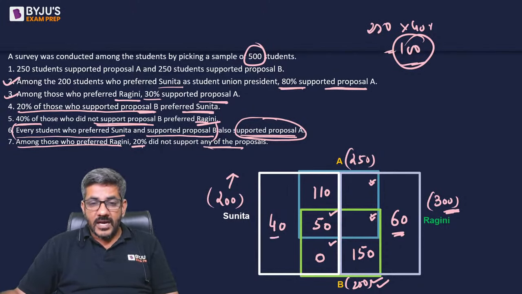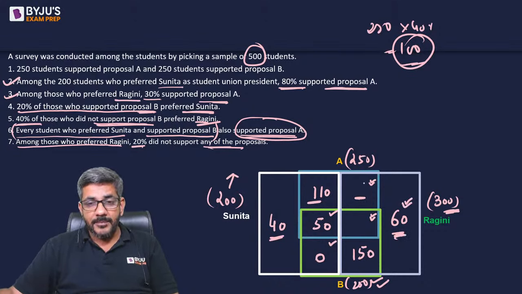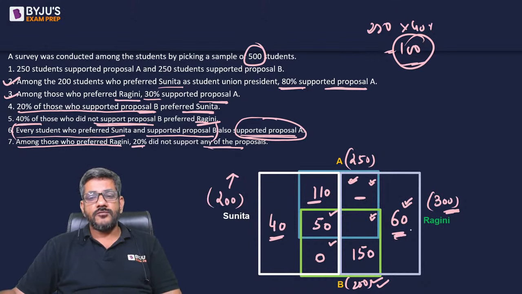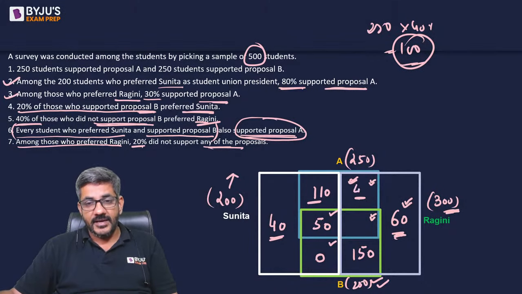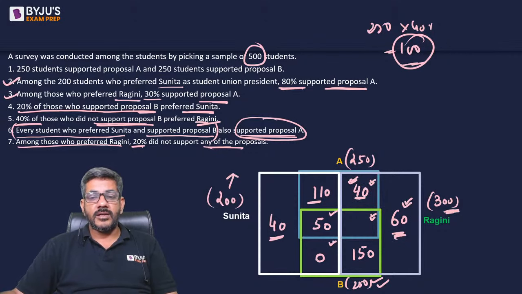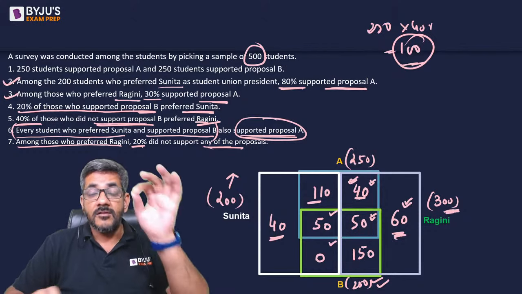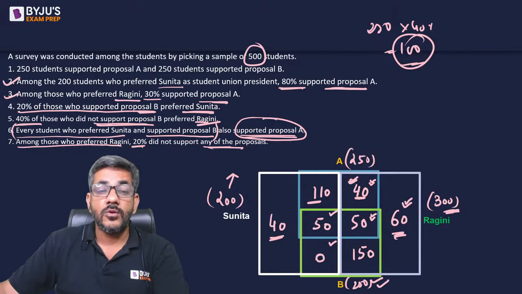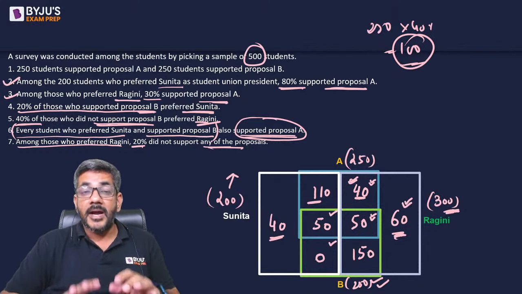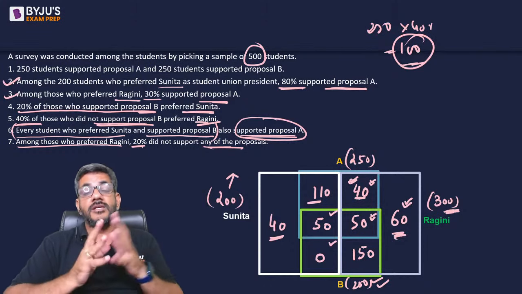Outside the green box, I have these four areas. 100 of them supported Ragini. The people who supported Ragini are these people or these people, out of which 60 are already here. So this area will be equal to 40. That's it. My job is done now. 110 plus 40, 150 plus 50 is 200. 250 minus 200, this area becomes 50. That's it. We got everything without taking any single variable, just by taking the right order of the information.